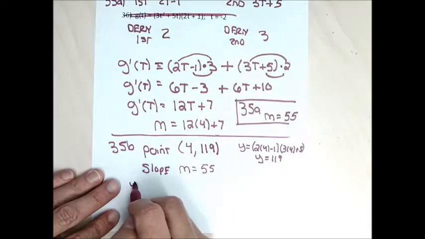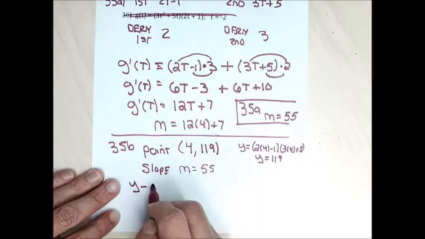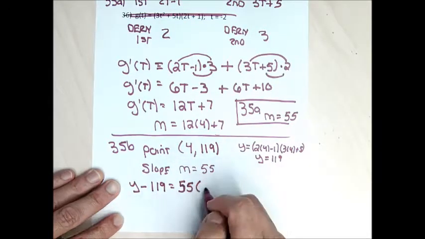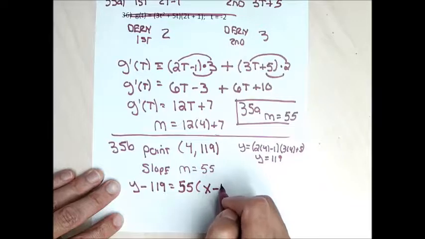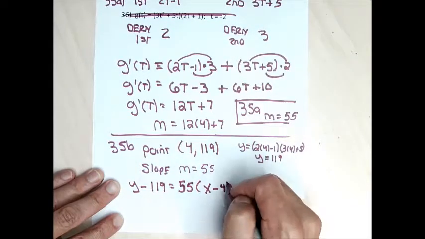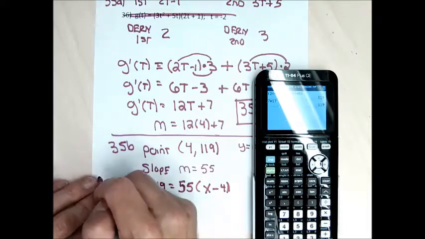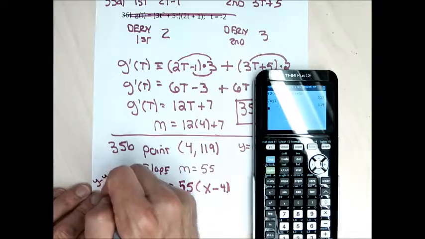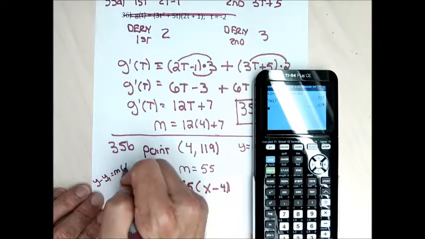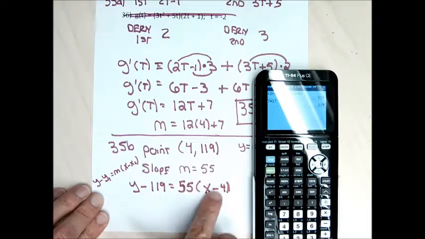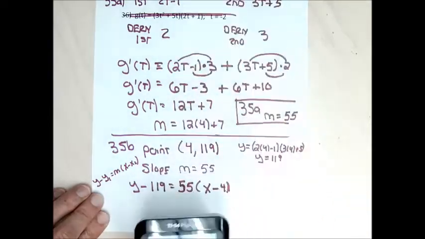Now I'm just going to use the y minus y1, and then for y1 I'm going to plug 119 equals m, I'm going to plug 55, times x minus x1. I should probably use t here because a variable in the problem is t, but I'm not going to do that, because it's maybe overcomplicated. So now I just use the formula y minus y1 equals m times x minus x1. So y minus the y-coordinate of the point equals m times x minus the x-coordinate of the point. Definitely could have used the t there because there's a t given.